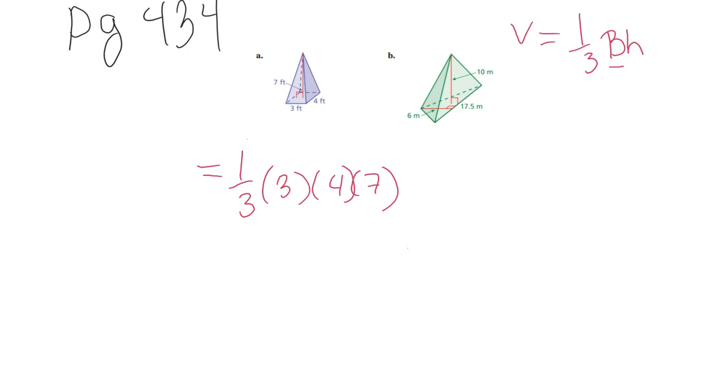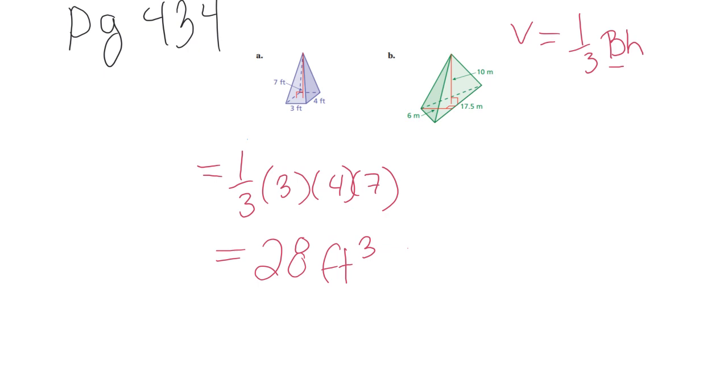So if you were to multiply that all out in your calculator or on your paper, whichever way you'd rather do, you should get 28. Our unit is feet, and it is volume, so it will be cubed. Okay? For this one over here, we have a triangular base. So remember, the area of a triangle is 1/2 times the base times the height.